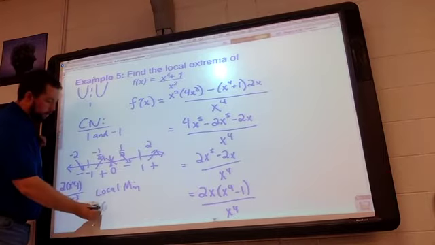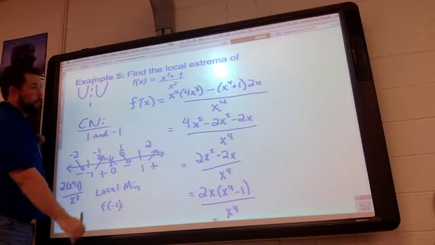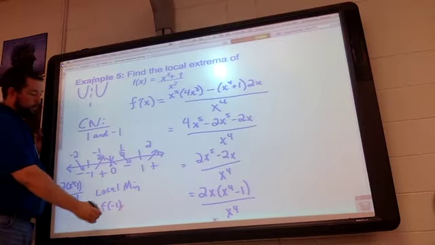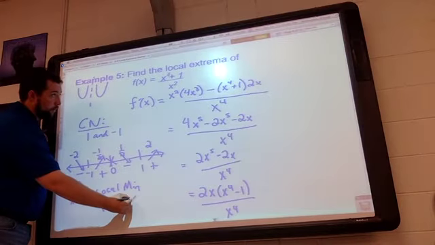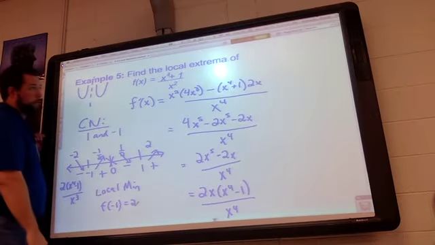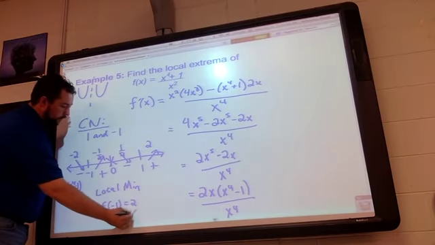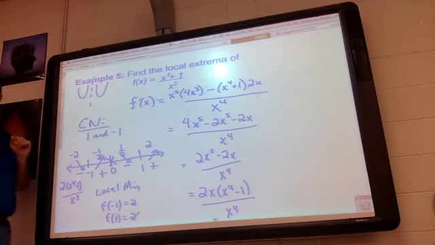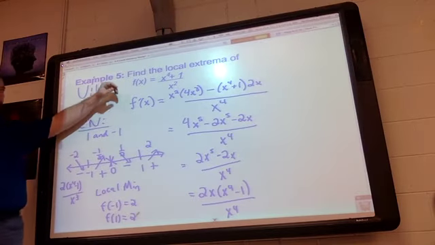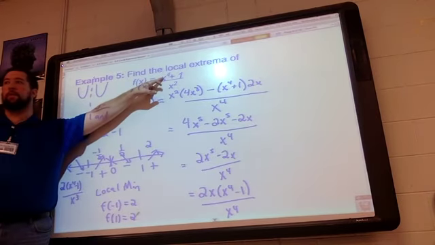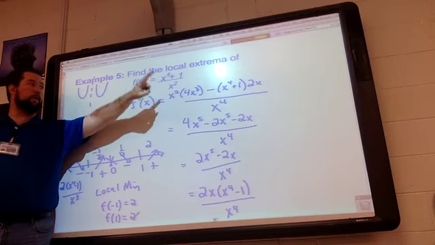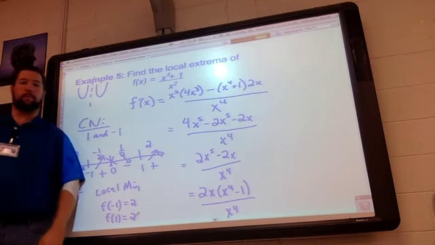at f of -1, which would give you what? Let's see, 2, I believe, and f of 1, which would also give you... Oh no, plug it back into the original problem. So -1 to the 4th would be 1, plus 1 is 2. -1 squared would be 2.